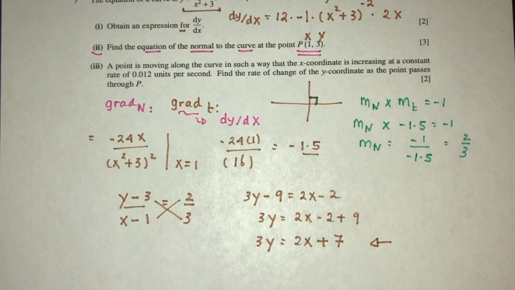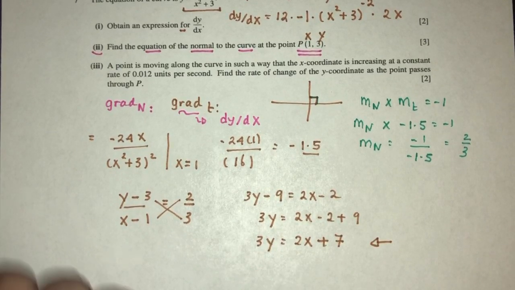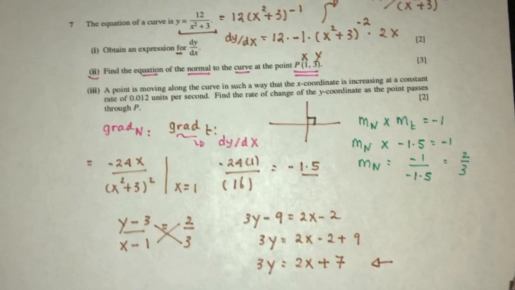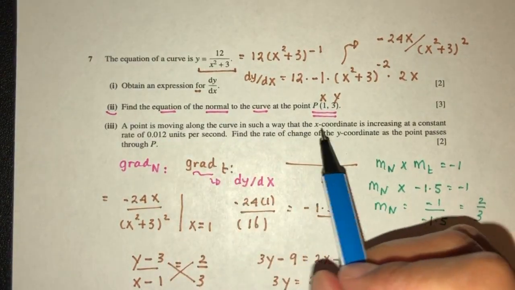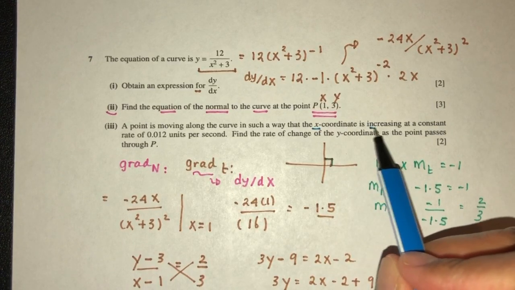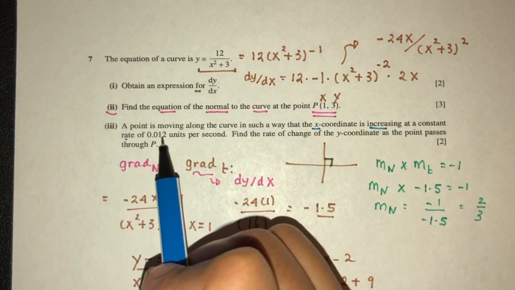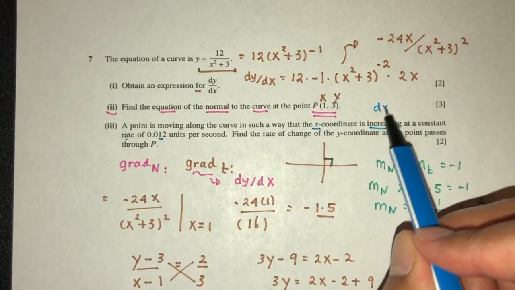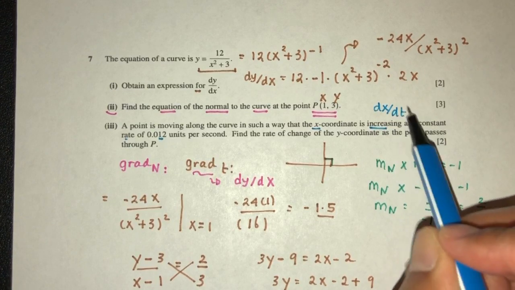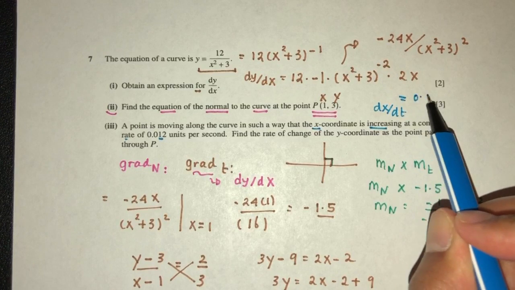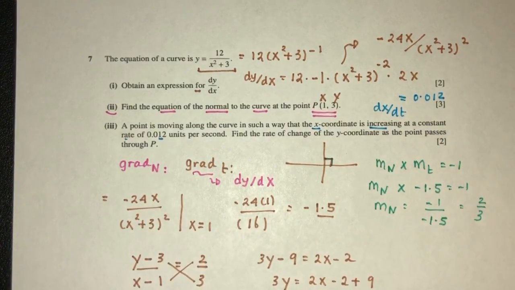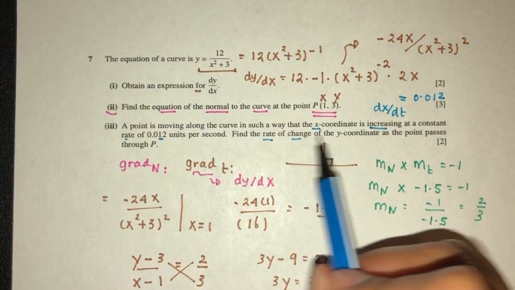Again, you can always make y the subject. It is up to you. You don't need to do that. Now for part 3, a point is moving along the curve in such a way that the x value is increasing at the rate of this. So it means that dx by dt, because when you have a rate, it is with respect to time, is equal to 0.012.